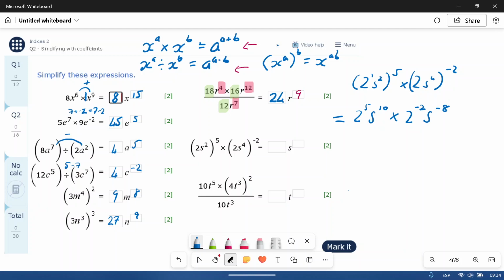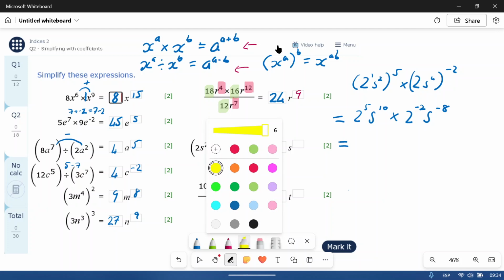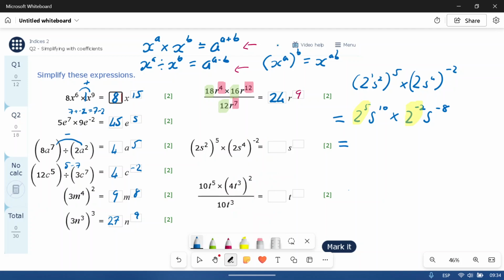Okay, so now we can deal with the indices. We don't have to calculate this, we can just deal with the same base numbers. Okay, so we're going to deal with this one and this one, because they got the same base numbers, they go together. So we can say this is 2 to the power of 5, because it's times we need to add, but there's a minus 2. So that really is the same as 5 minus 2.